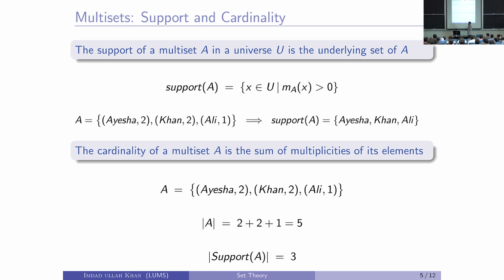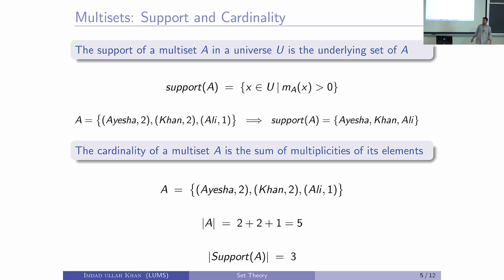So cardinality of a set, those of you who are interested in that, cardinality is actually the sum of multiplicity. You add up all the multiplicity, you will get the cardinality. Okay, how many elements appear? So in this set, Aisha appears twice, Khan appears twice, and Ali appears once. So it's 2 plus 2 plus 1. That's the cardinality of this set.